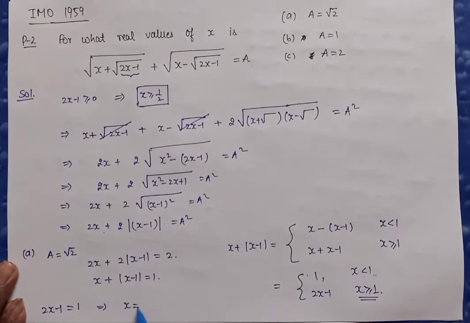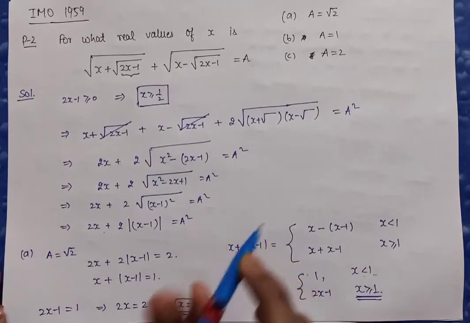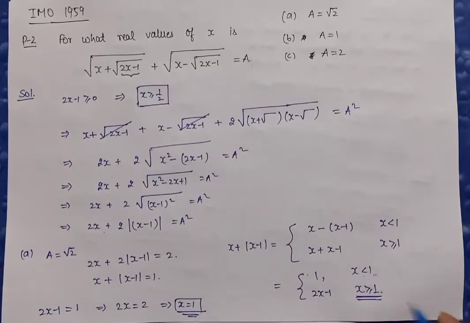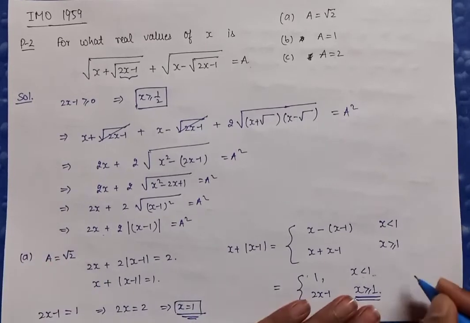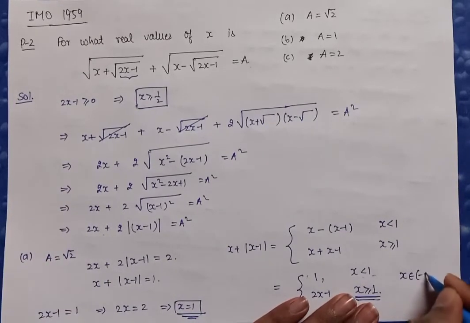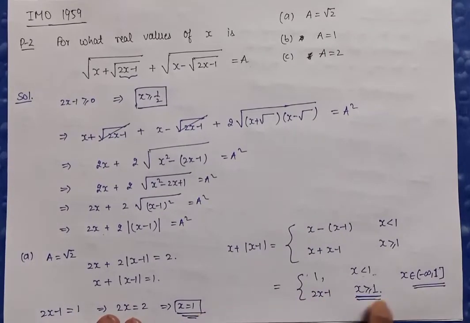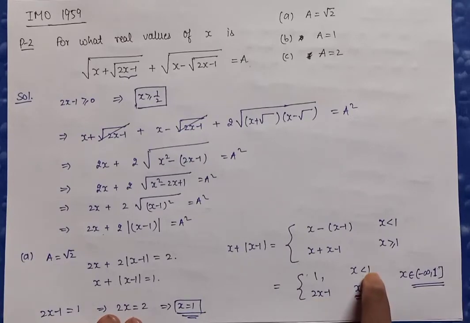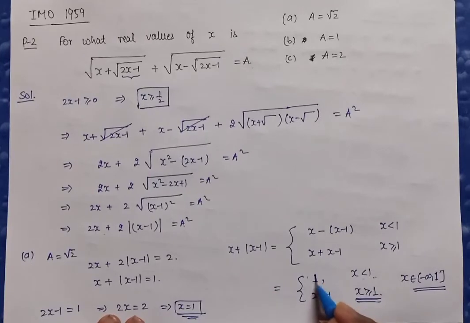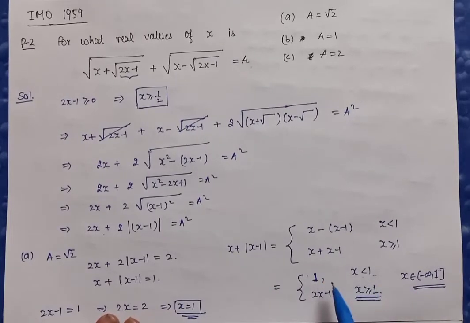If I solve, 2x equals 2, which gives us x equals 1. And obviously, if I take the intersection of this set and this set, we are going to get one element, that is a singleton set, and that is 1. So the solution for this set will be x belongs to minus infinity to 1 closed bracket, because 1 also has to be included, since 1 also satisfies, and all the real numbers which are less than 1 also satisfy because it directly gives 1. That is a constant part.